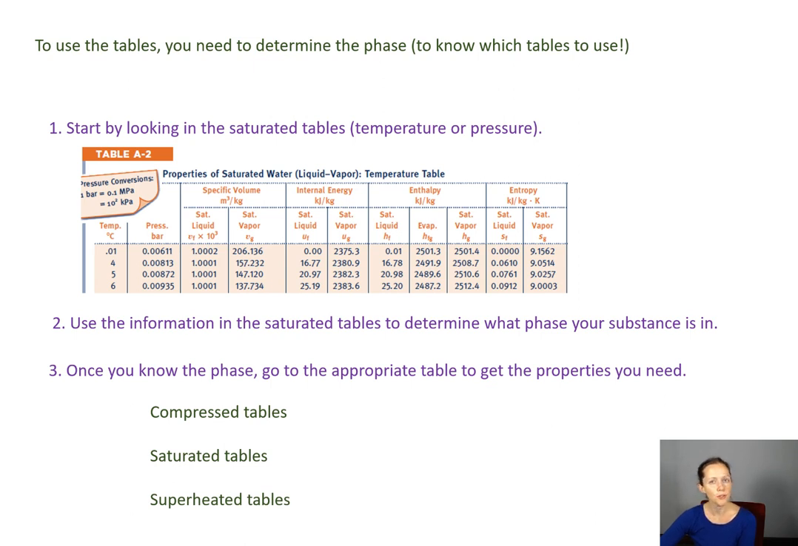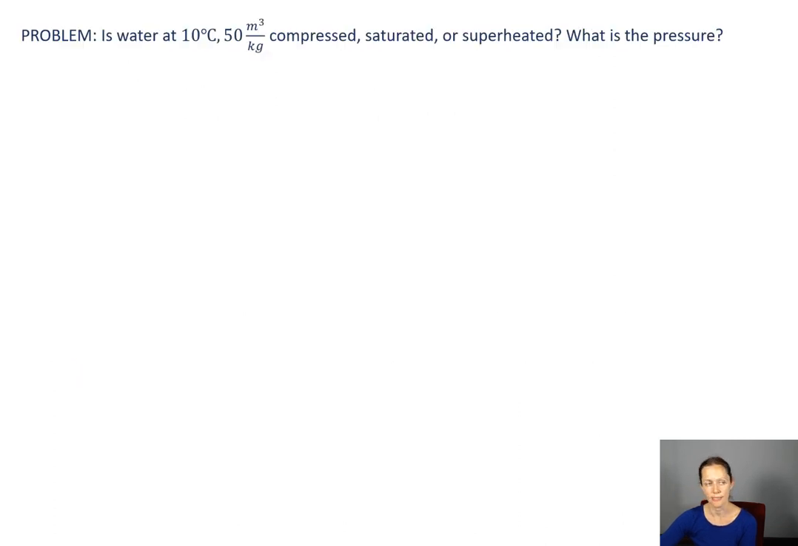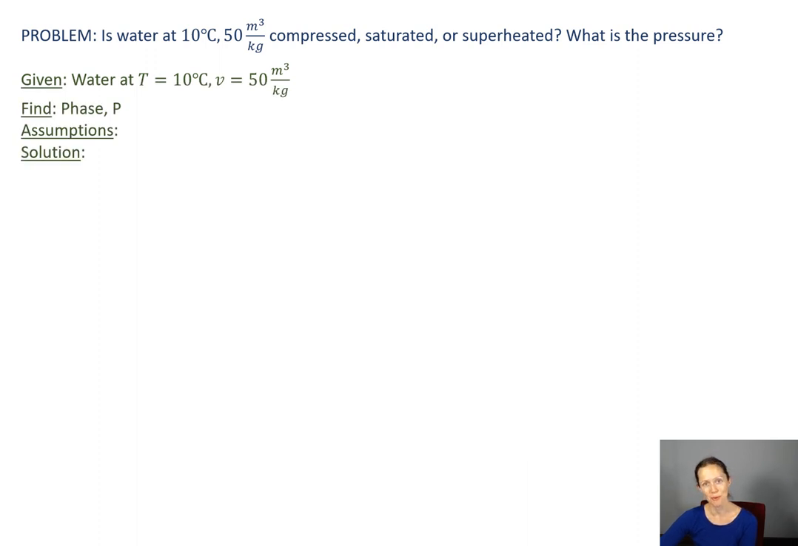All right, so we're going to develop some rules here to help us figure out what phase we're in going forward. And to do that, we're going to work through some problems. So here we've got water. It's at 10 degrees Celsius, 50 meters cubed per kilogram, and we want to know, is it compressed, saturated, or superheated, and we want to know the pressure. So the first thing I'm going to do is put it in the right form. I'm going to list given, find, assumptions, solution. Assumptions, we don't really have any. These are simplifications that you make in order to make your analysis a little bit easier, okay? And we really don't need to simplify this any more than it is already.